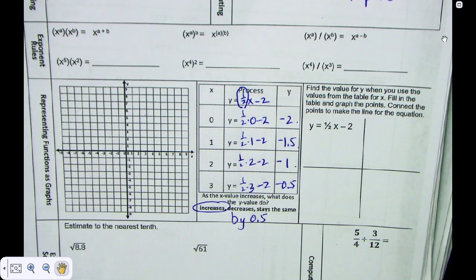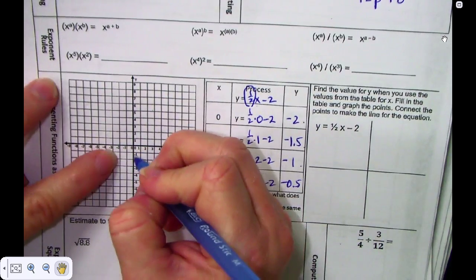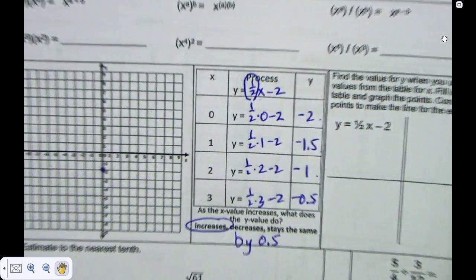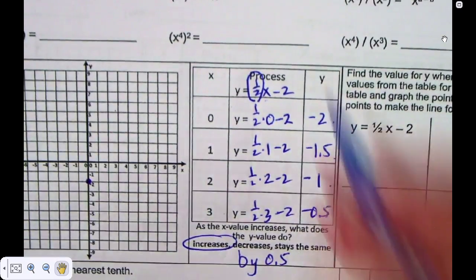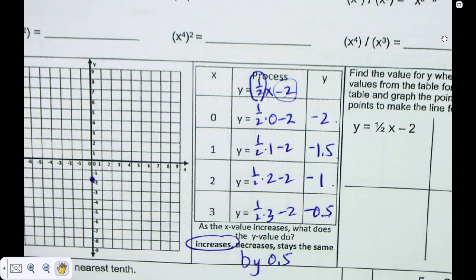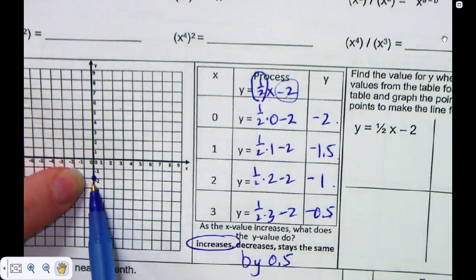Or is this proportional? No. Why not? The y-intercept is what? -2. So we're going to start at -2. Guys, we all should know that. We should all know now that this is not proportional because that's a -2, the y-intercept. So we're starting at -2.